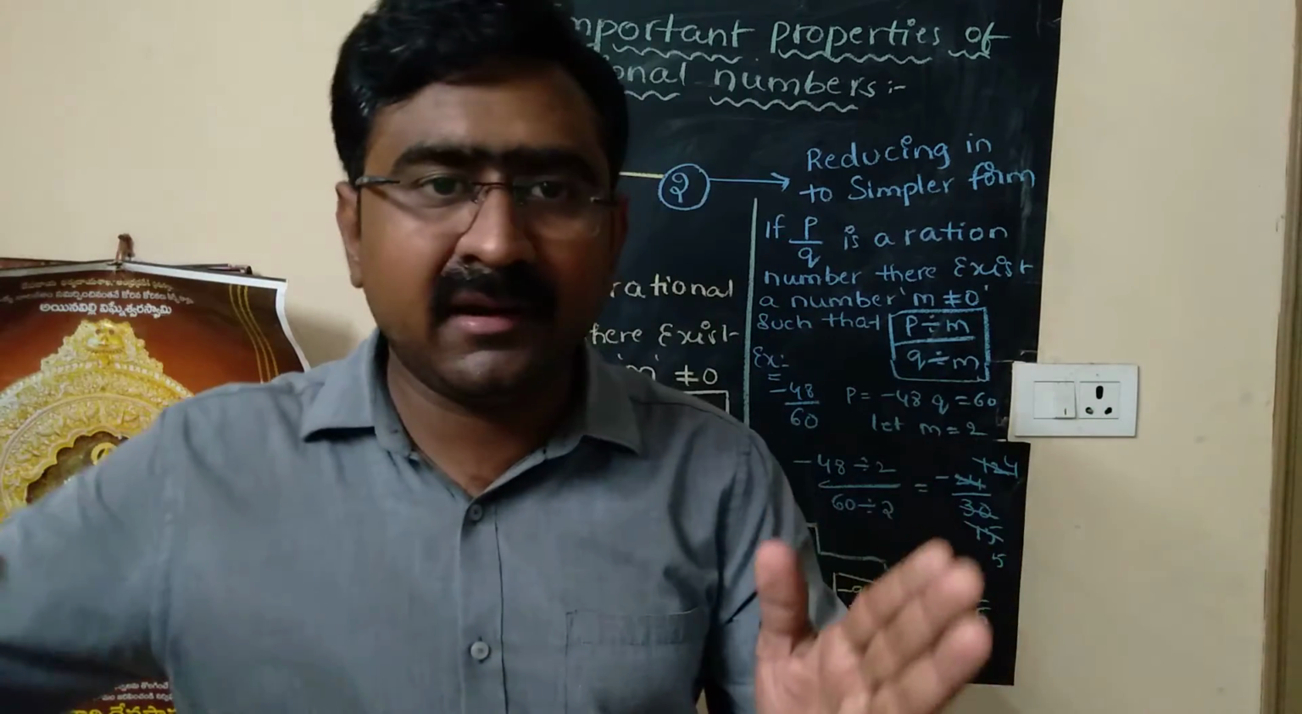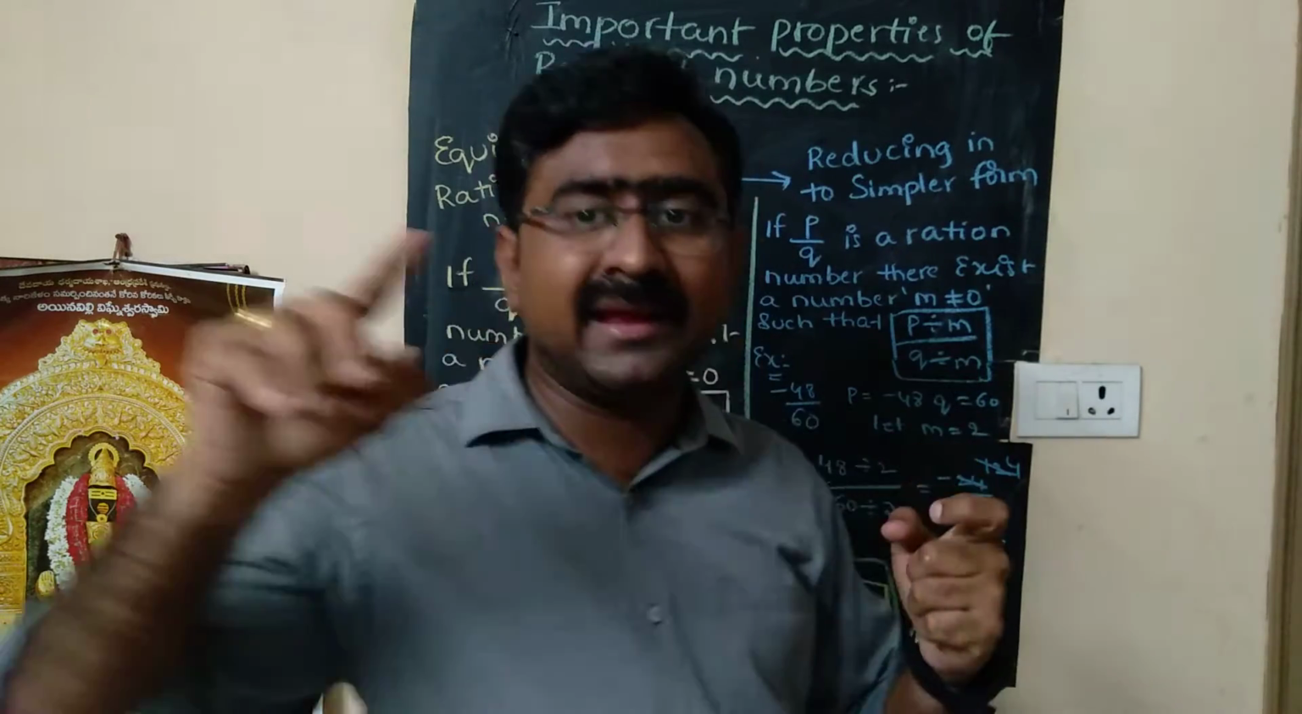Any non-zero integer means any number except 0. That is nothing but any non-zero integer, and I would like to select that one. The selected one I am taking as m. So I am imagining that I have selected one value, correct or not? That value I am taking as m.